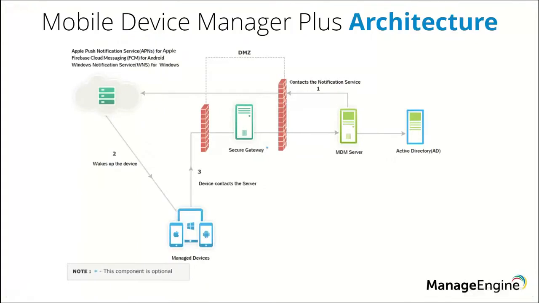Let us take a look at the architecture of the product, which comprises 3 major components: MDM server, notification services provided by the OEM vendors, and the devices to be managed. As you see here, MDM server leverages the notification services that are Apple Push Notification Service for iOS or Mac devices, Firebase Cloud Messaging for Android, Windows Notification Service for Windows. These notification services notify the devices to be managed. The devices in turn reach the MDM server to receive the commands to be executed.